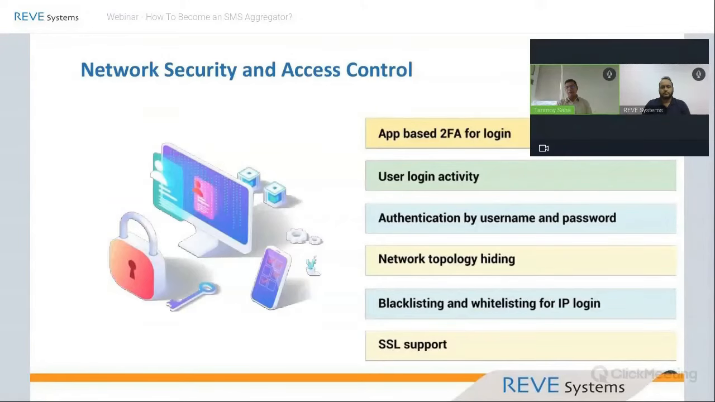And also network topology hiding, that is, when the enterprise is sending the traffic and you are handing over the traffic to the vendors, the vendor and enterprise cannot know about each other. That is a very important feature so that your network does not get exposed to the customer. And SSL support for SMTP and HTTP APIs is also very important.